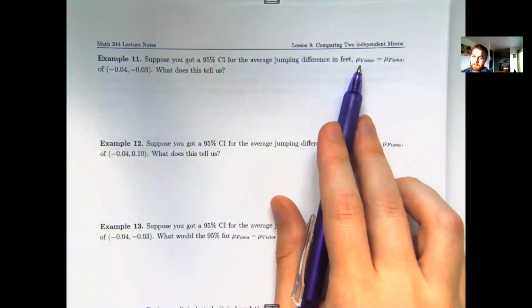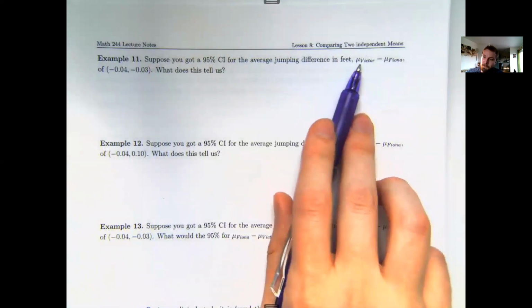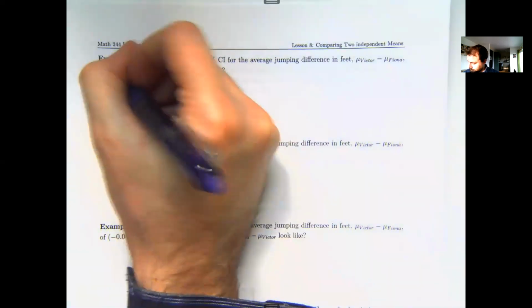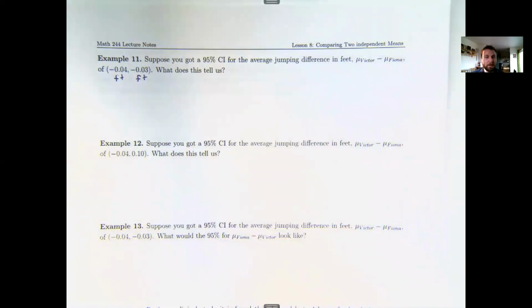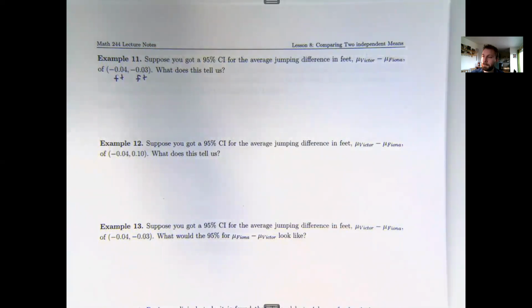So suppose I'm comparing the jumping distance in feet for Victor and Fiona, and I get a -0.04 feet to -0.03 feet. Now, this doesn't mean that Victor jumped into the ground 0.04 feet. This doesn't mean that Fiona jumped into the ground 0.03 feet. This is telling me something about the difference of those 2 individuals. It's telling me roughly who is the better jumper and how much better.